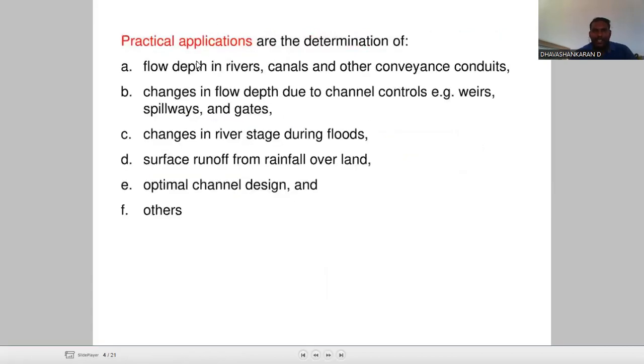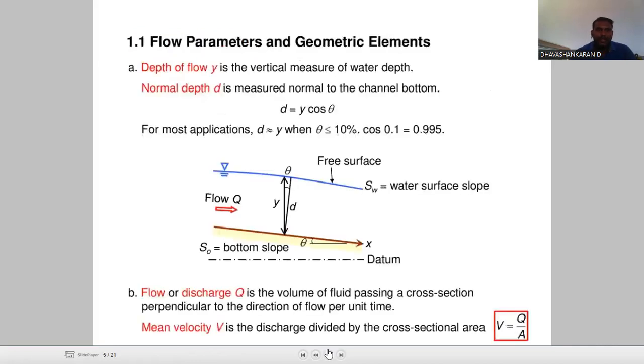Then the practical applications where we have to determine open channel flow. The flow depth in rivers, canals and other conveyance conduits, and changes in the flow depth due to channel controls, for example weir, spillway, gate. Changes in river stage during flooding, then surface runoff from rainfall overland, then optimal channel design and others. So these are the practical applications of open channel flow. Okay, so this is the flow characteristics and geometric elements for open channel flow.